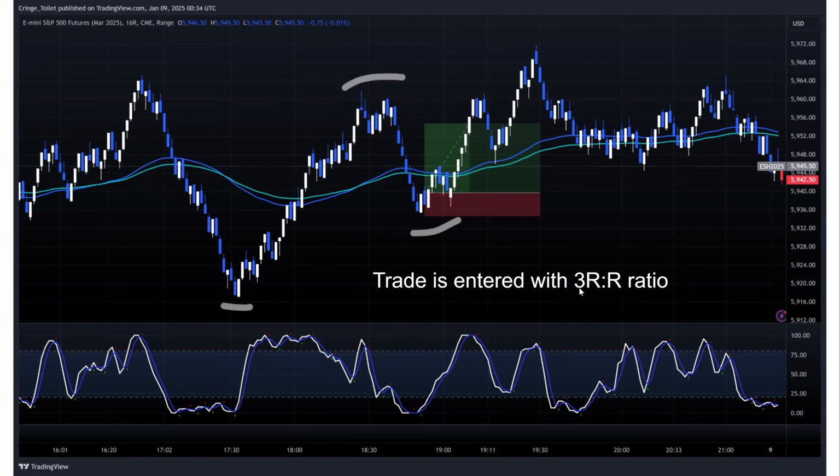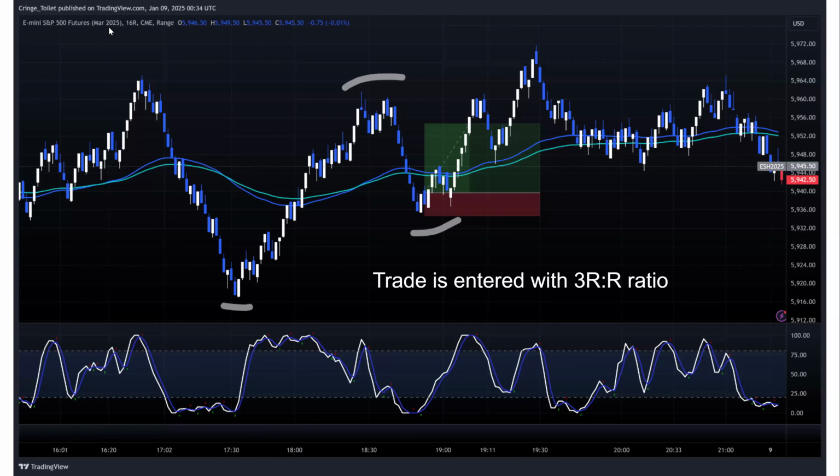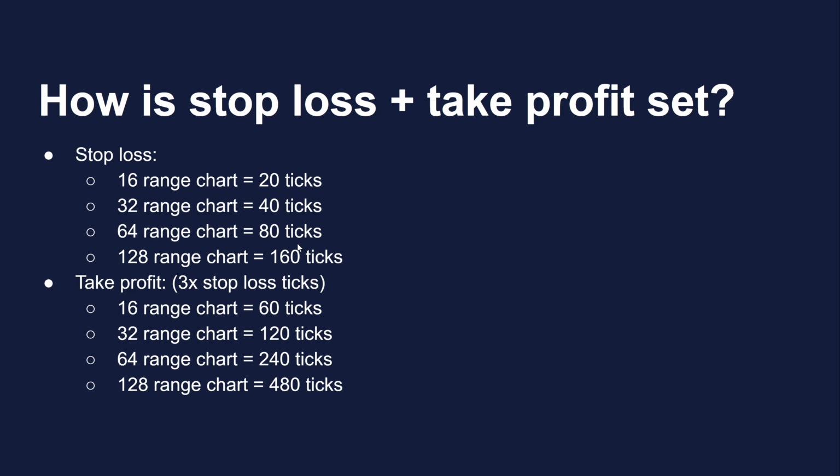Based on my system, we enter trades with a 3 reward to risk ratio. And the trade is entered when the bar closes that prints the green candle, which was this bar right here. That's the basics of it. As far as the details on the stop loss and how the take profit is set, depending on the size of the range chart, these are the number of ticks away from the entry I will set the stop. We can see here this was on the 16 range chart. So this is at 20 ticks away for the stop loss and then 60 for the take profit. These are the numbers.